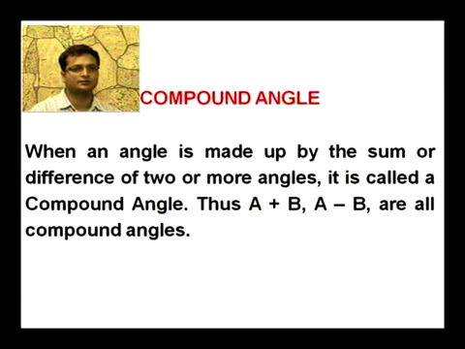Compound angle. When an angle is made up by the sum or difference of two or more angles, then it is called a compound angle. Thus, if A and B are two angles, then A plus B and A minus B are all compound angles.